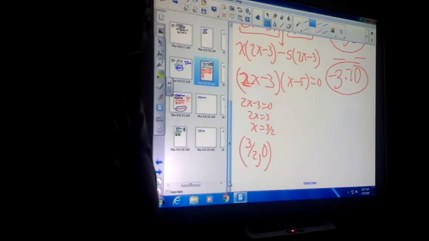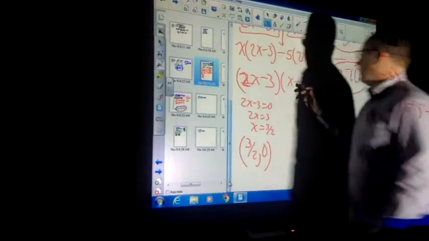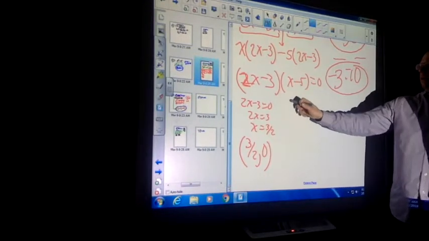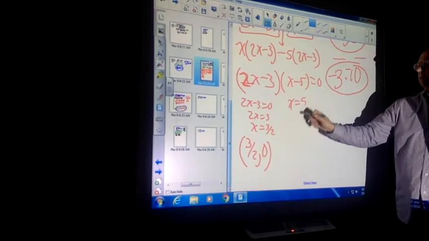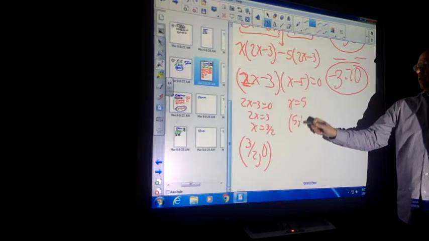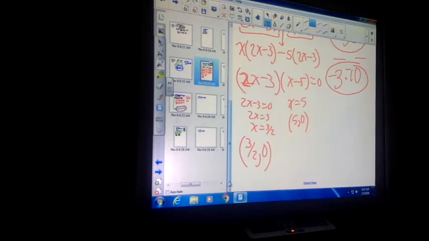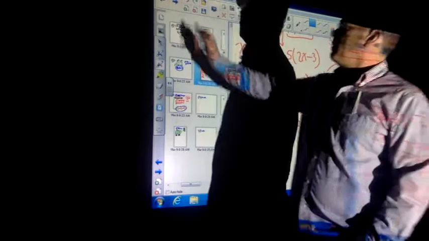Wait, how can you have a fraction as a point? It's a number line. And then what does this one give me? X equals positive 5, right? So 5 comma 0. So those are my solutions to the problem. Can I move on?